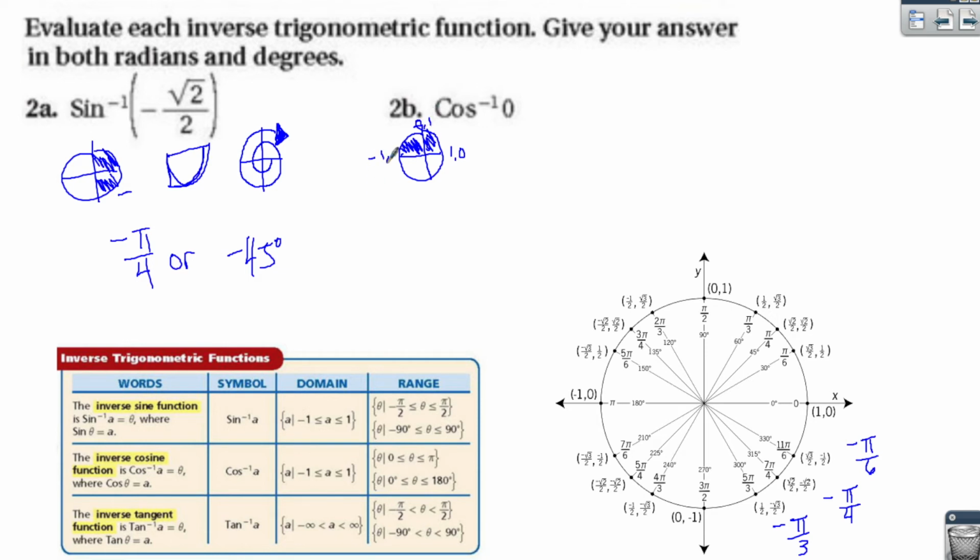And then you have your -1, 0. So to say that you're looking for a cosine value which is 0, we narrow down your answer to this top point right here with the coordinate 0, 1. Okay, so we say, well, that means that the value right here is actually π/2 or 90 degrees. So we've given our answer in both radians and in degrees. So that's what it means to evaluate inverse trigonometric functions.